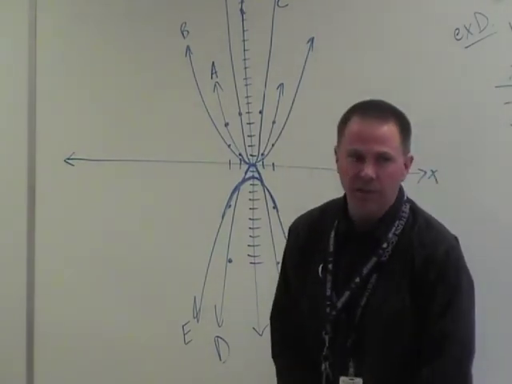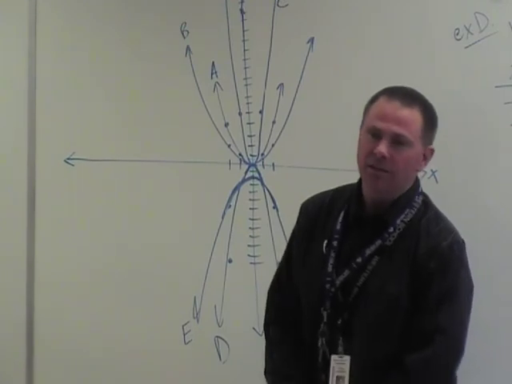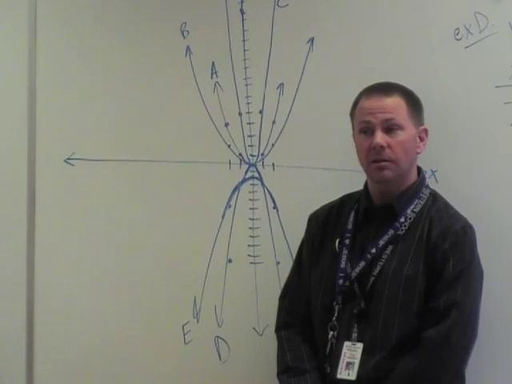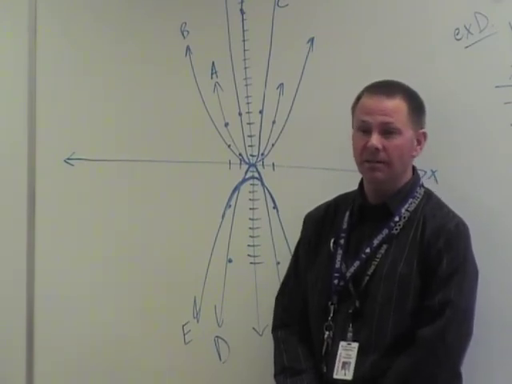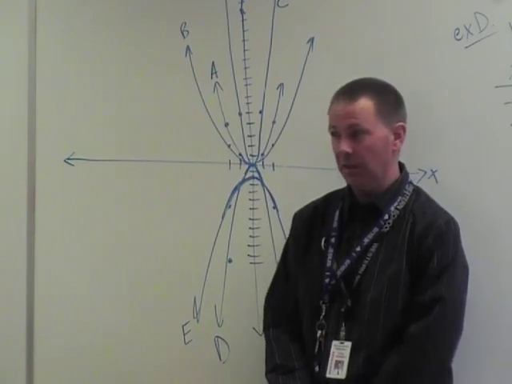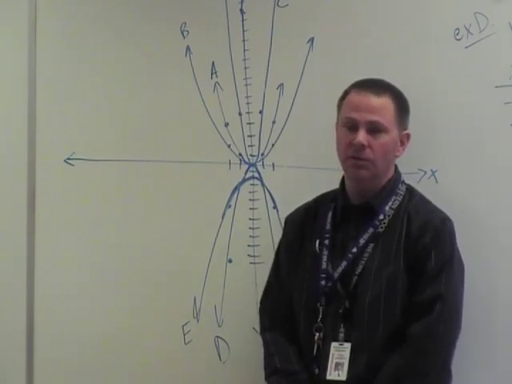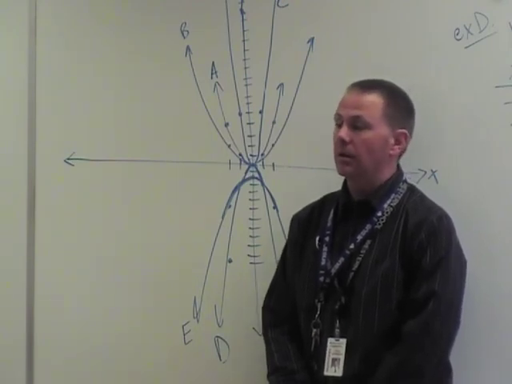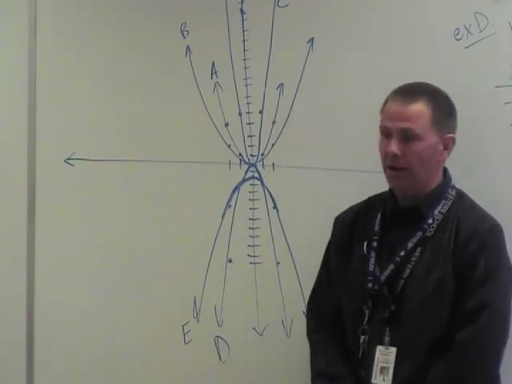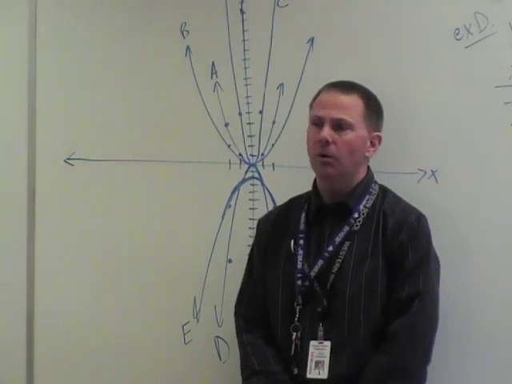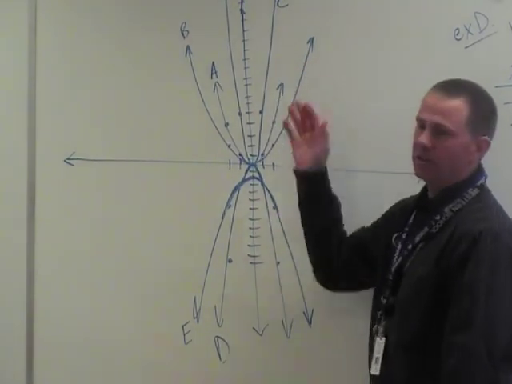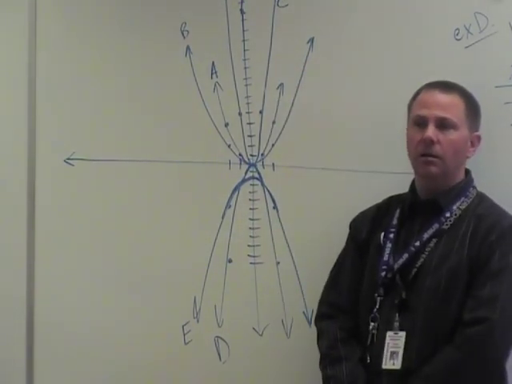C is not your vertex. C is where it crosses the y-axis. Very true. But if your vertex is on the y-axis, then C will be your vertex. You're going to learn the differences of those in another lesson. So right now, if the vertex is on the y-axis, that's what C is. Well, what else? What do you know about D and E versus A, B, and C? They're upside down.